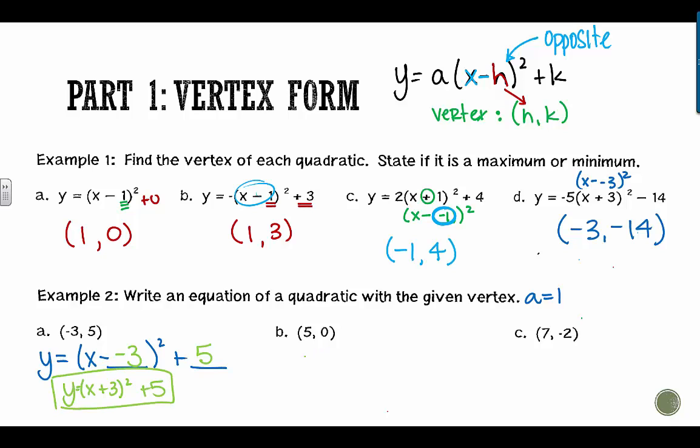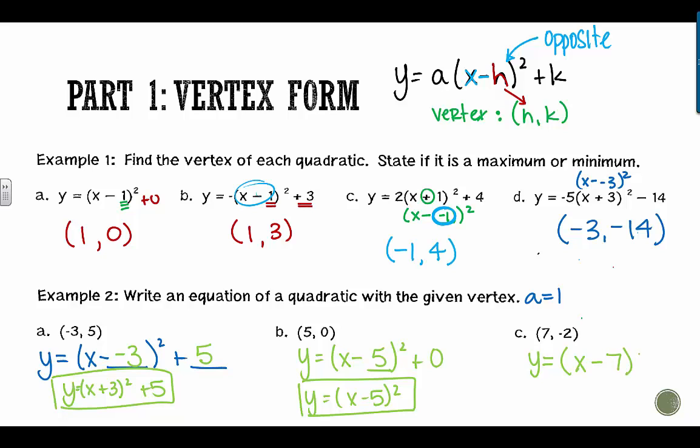We can do the same thing with the next one. Remember, we're filling in the blank, so it's x minus the x in our point all squared plus our k value. So we would just write this as x minus 5 all squared. And then this last one, y equals x minus the x in my point, which is 7, all squared plus k. And if you add a negative 2, we like to just say that you're subtracting. So it would look like that.